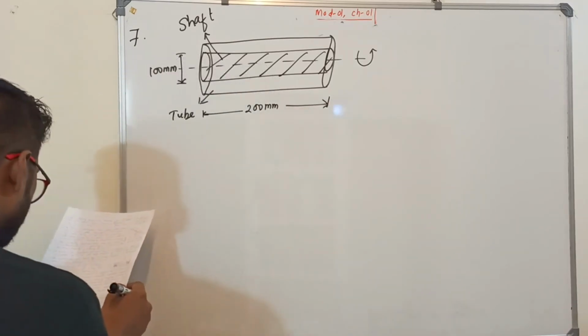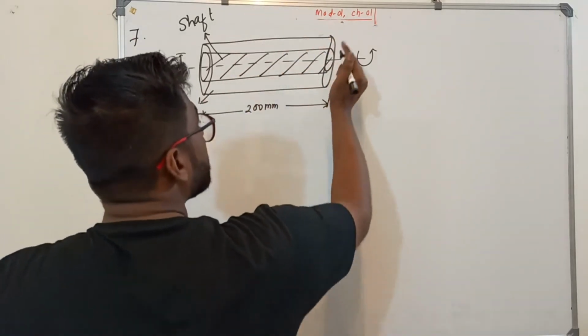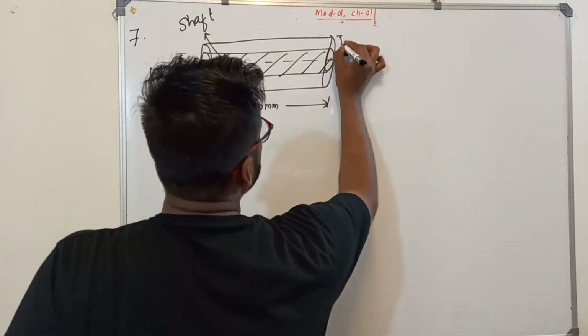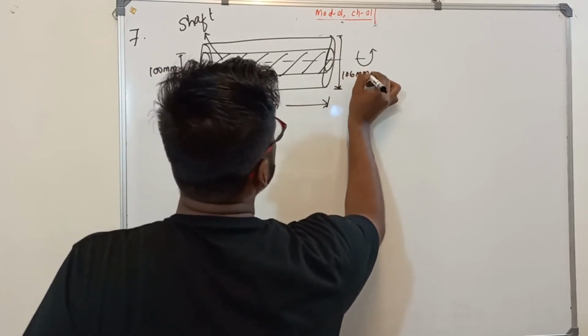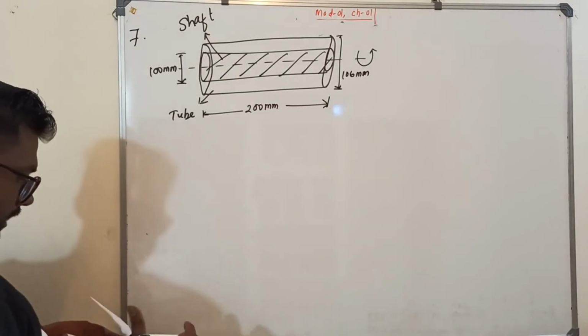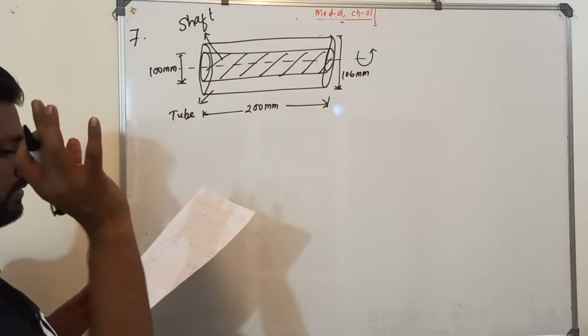Okay? And 106 mm internal diameter. The tube diameter is 106 mm. Tube dia is 106 mm. Okay? Now, if the space between the tube and the shaft is filled with a lubricant.